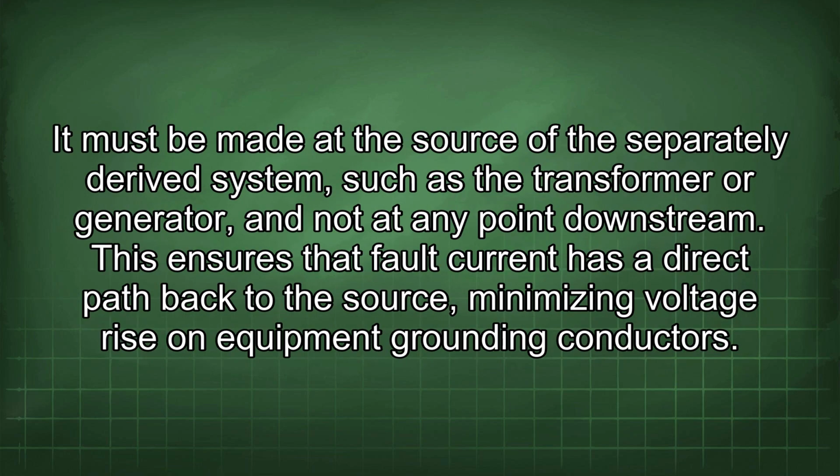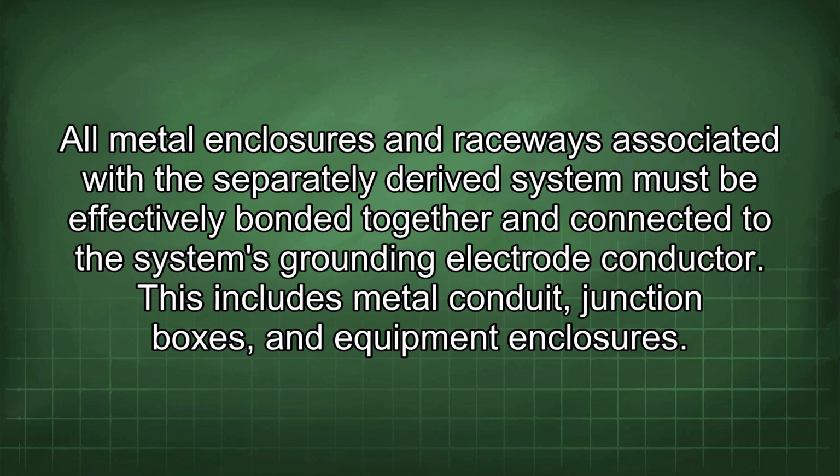It must be made at the source of the separately derived system, such as the transformer or generator, and not at any point downstream. This ensures that fault current has a direct path back to the source, minimizing voltage rise on equipment grounding conductors. All metal enclosures and raceways associated with the separately derived system must be effectively bonded together and connected to the system's grounding electrode conductor. This includes metal conduit, junction boxes, and equipment enclosures.